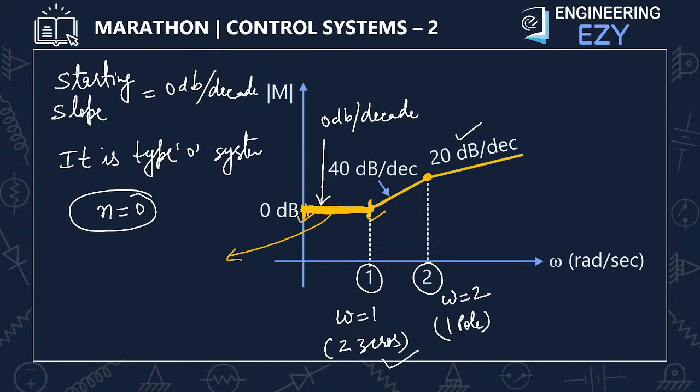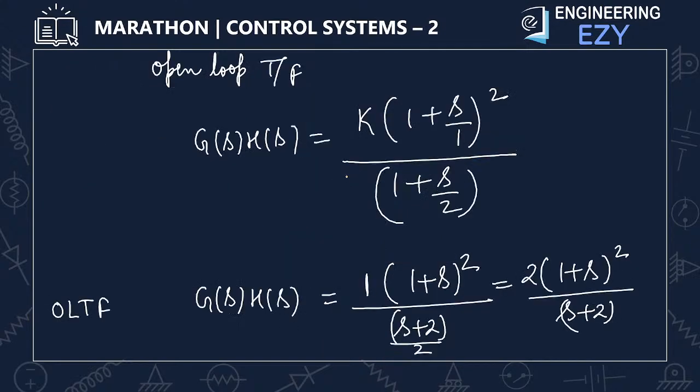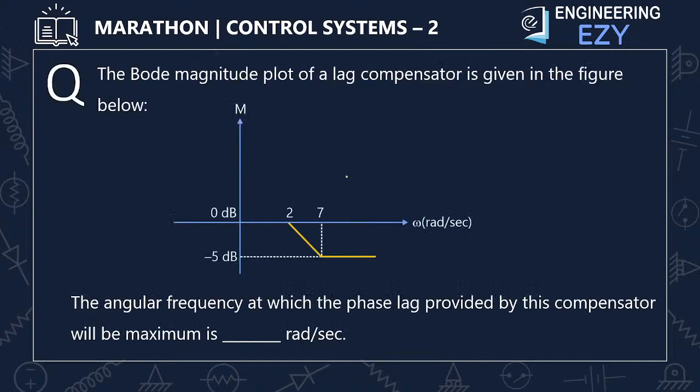This is the important point. Up to this, you can apply the starting formula anywhere. Starting gain is equal to 20 log k minus 20 n log omega, where omega is the frequency at that particular gain and n is the type of the system. I hope it is clear to everyone. Moving to the next question.